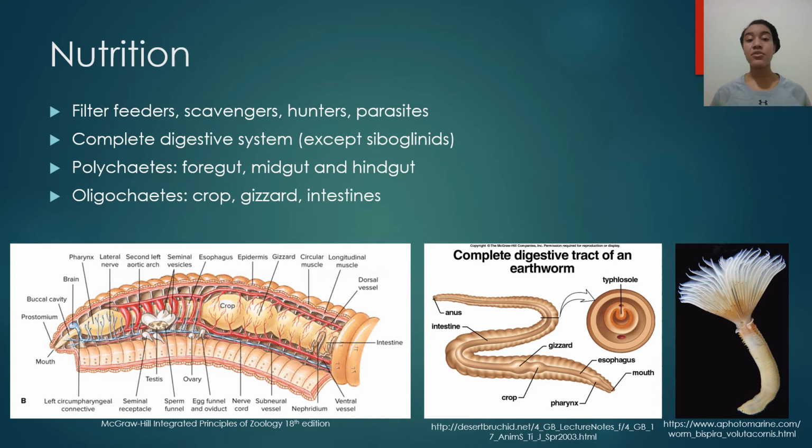Annelids can be either filter feeders, scavengers, hunters, or parasites, and for the most part, they have a complete gut. So that means they have a mouth, they have intestines that run the entire length of their body, and then they have an anus. This is with the exception of organisms that belong to the group Siboglinids and their close relatives. These are the tube worms that live near hydrothermal vents, and they don't have a mouth, a gut, any type of intestines, or an anus.